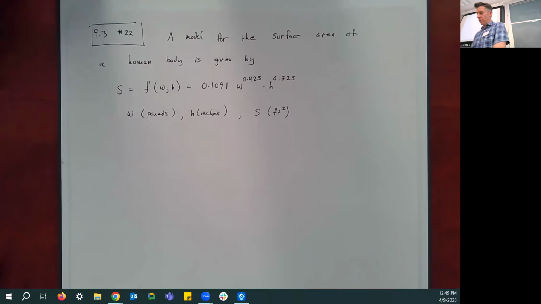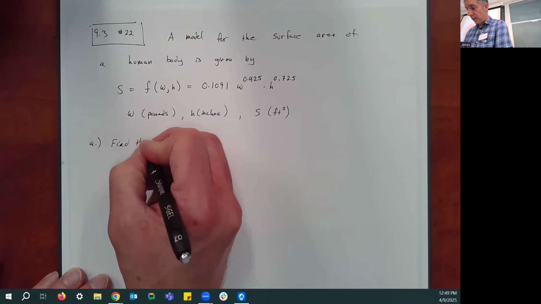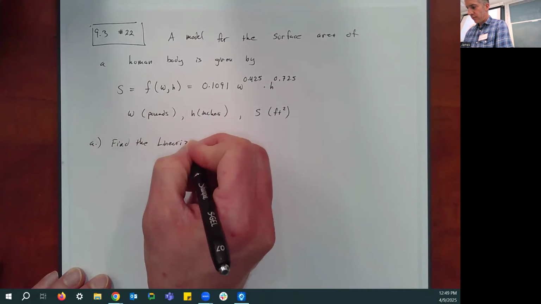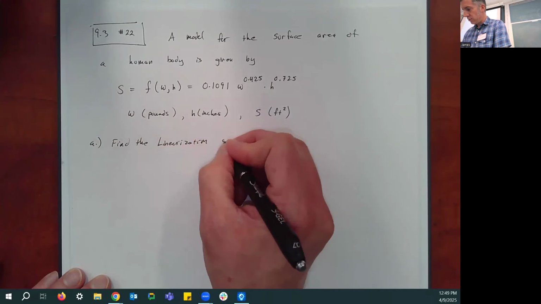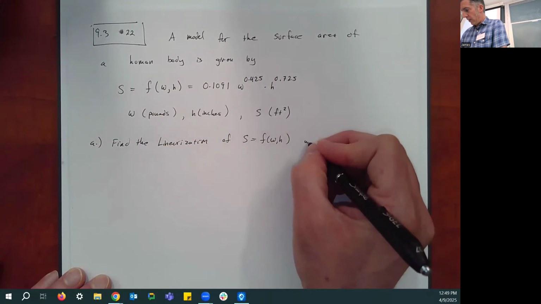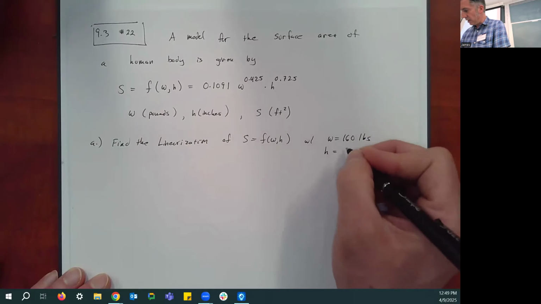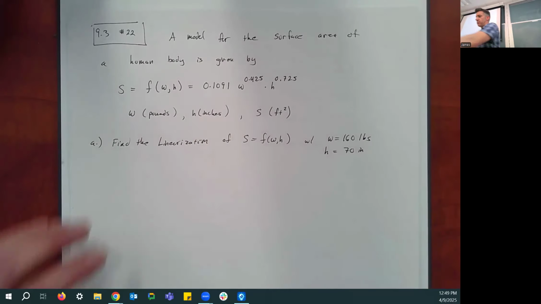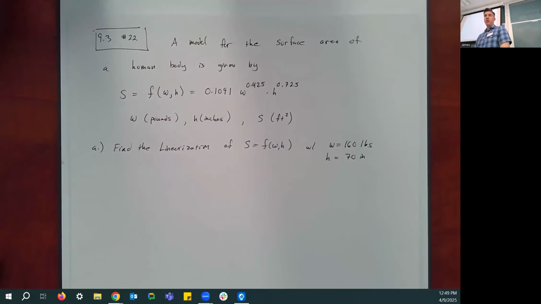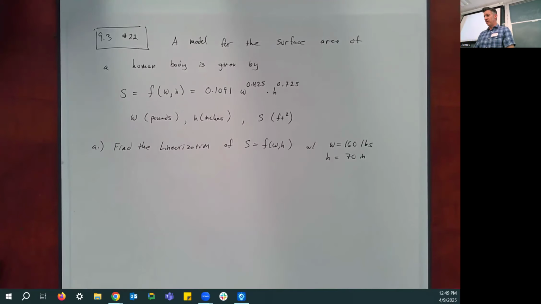Kind of strange, whatever. Let's go ahead and do the following. We want to first find the linearization of this function S equals f of W comma H with a weight of 160 pounds and a height of 70 inches. These are not particularly convenient values, but they're what we've been given. Anything raised to the 0.425 power is probably not going to be nice.